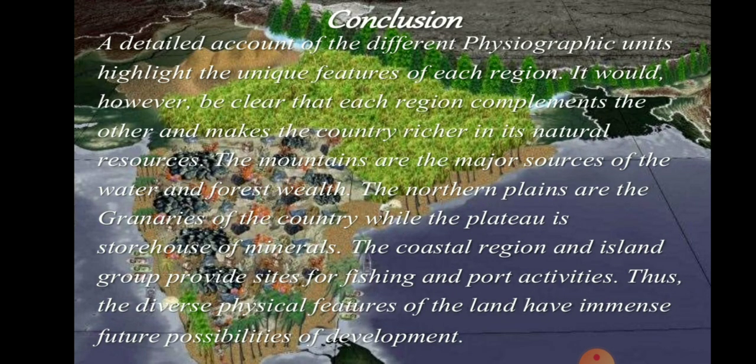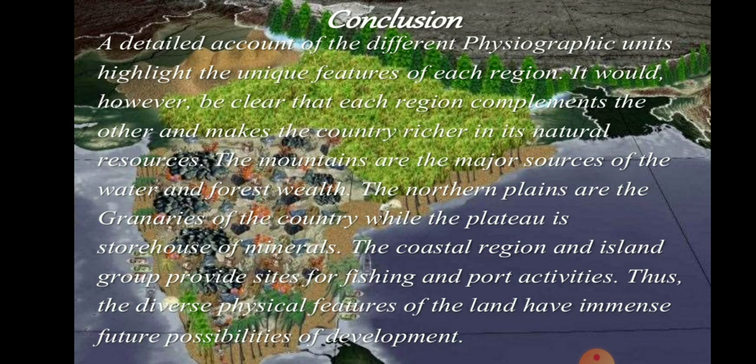Next we come to the conclusion. A detailed account of the different physiographic units highlights the unique features of each region. It would, however, be clear that each region complements the other and makes the country richer in its natural resources. The mountains are the major source of important resources like water and forest wealth. Northern plains are the granaries of the country as it is the most productive part, while the plateau is a storehouse of minerals. So all the physical features are very important.